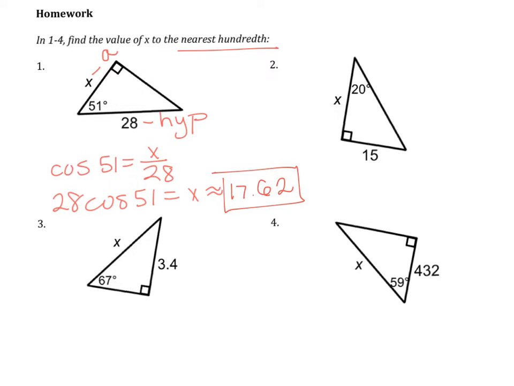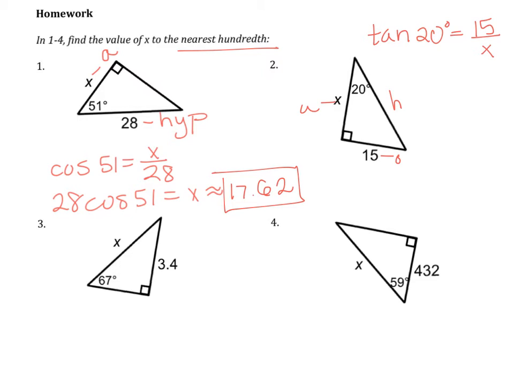Okay, so across from the right angle is the hypotenuse. I'm not using that with regard to the angle, 20 degrees. I do have its opposite and the adjacent. So the function that deals with opposite and adjacent is the tangent function. Tangent of 20 is equal to opposite 15 over adjacent x.